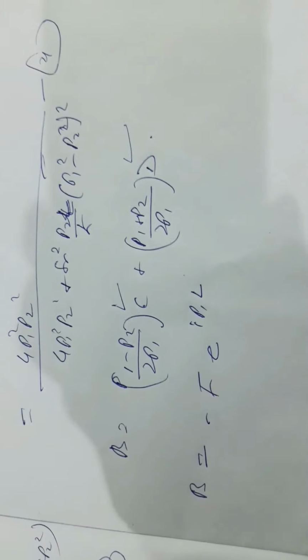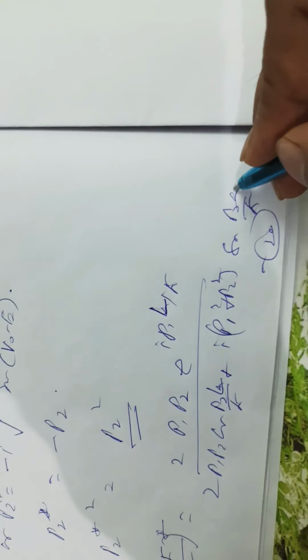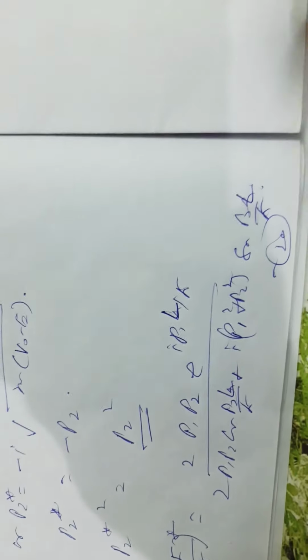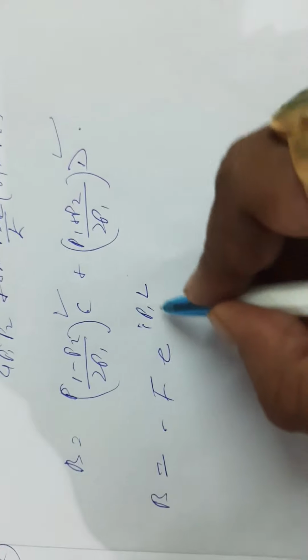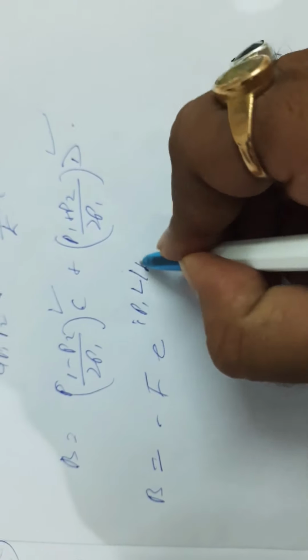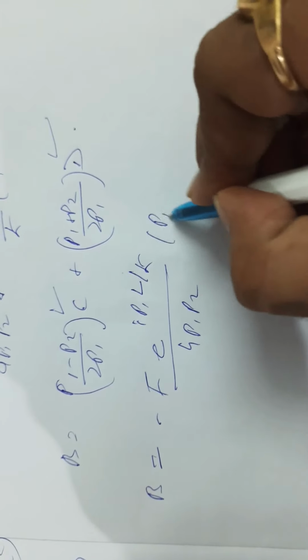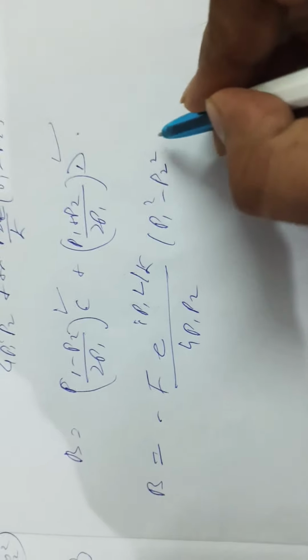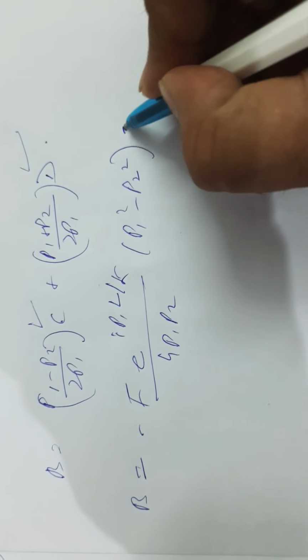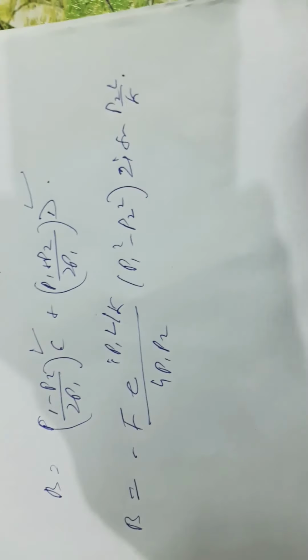So here also, in equation 20, you just have to make it l over here. Here also l, and here too it's l. Now b is equal to minus f e to the power i p1 l by h cross by 4 p1 p2 into p1 square minus p2 square, into 2i sine p2 l by h cross. So this is the value.